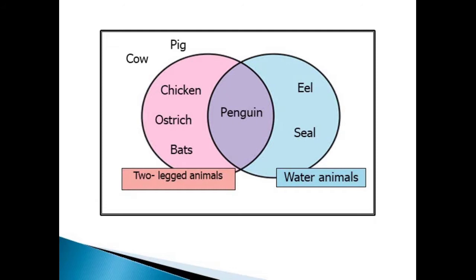Okay, so based on this, we can observe that the overlapping part of the circles is the intersection of the sets, and these two circles show the union of the sets.